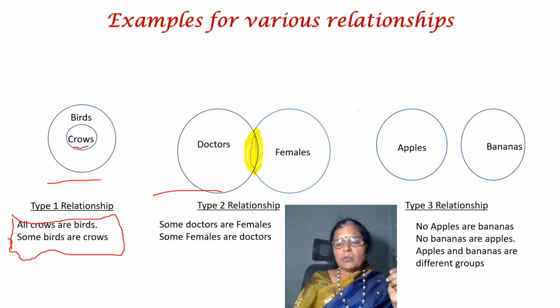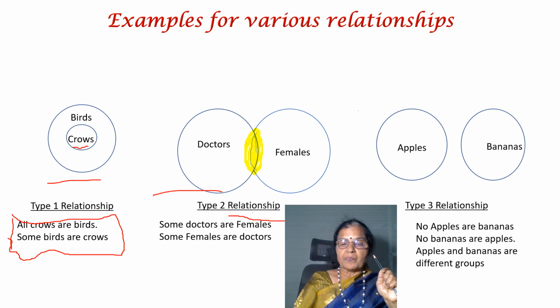Now look at the type 2 relationship, where there are 2 circles again. Each variable is represented by a single separate circle. The two variables are doctors and females. And what is the relationship here? The two circles are slightly overlapping, because some doctors are females. Not all doctors are females. In the same way, some females are doctors. Not all females are doctors. So these two statements hold good for this relationship.